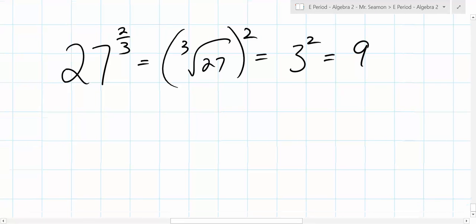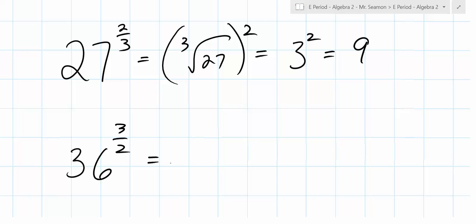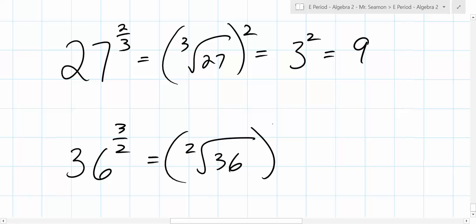Fantastic. Let's do one that looks really scary. What about 36 to the 3/2? Can someone else tell me what that means? Summer, what does that mean? What root are we dealing with? We're doing the 3/2 power, so what root is it, Nick? Yeah, it's going to be the square root of 36 to the what power? And that's going to be 6 to the 3rd, and you might remember that's what? It's 216, yeah.